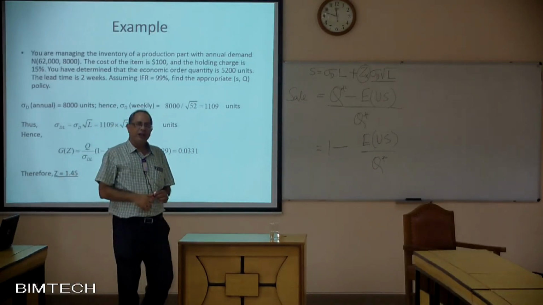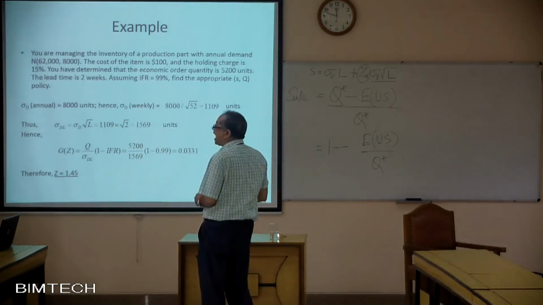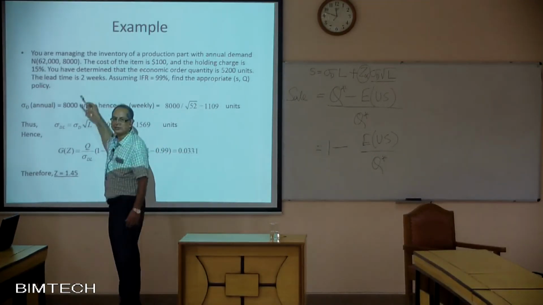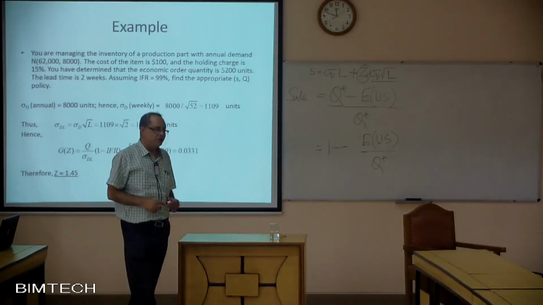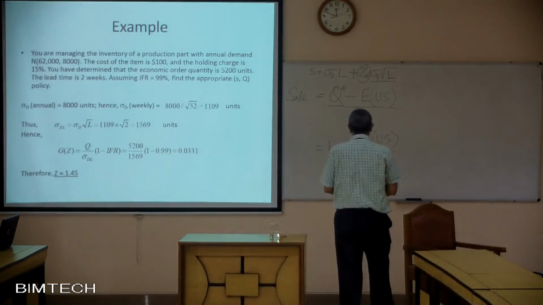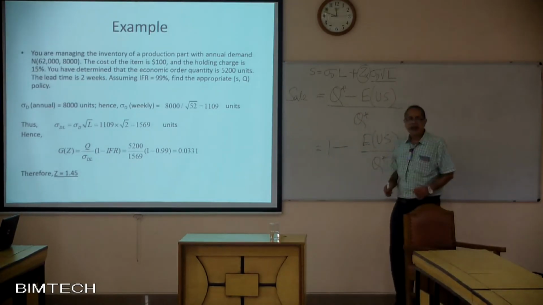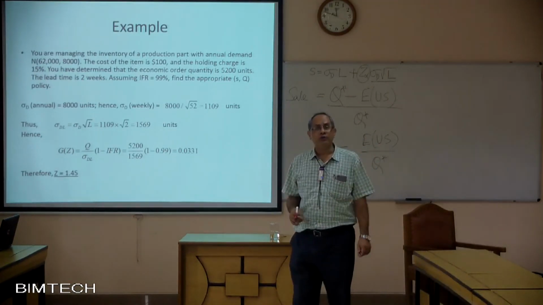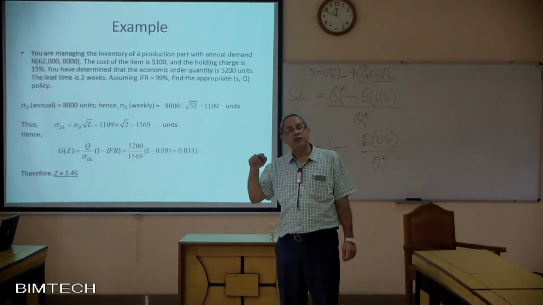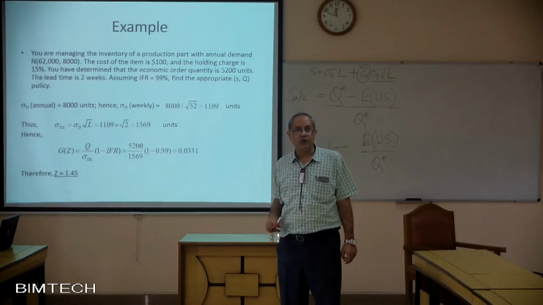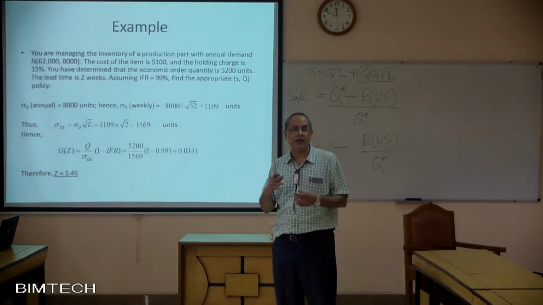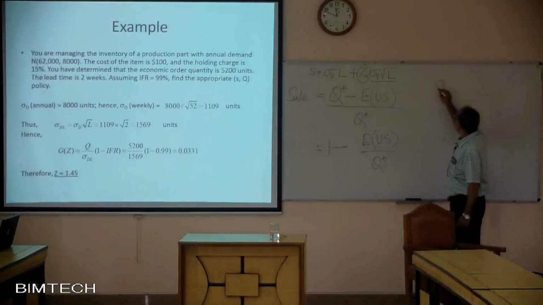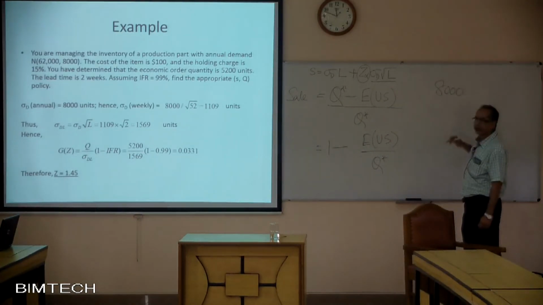But we have to be careful. This demand is the annual demand, whereas the lead time is 2 weeks. So when we say sigma D root L, we have to convert our demand into weekly demand and then multiply it with square root of 2, or we need to retain our annual demand but convert the lead time into annual. Okay, so we have to be consistent with the units. So what is our annual sigma D? Our annual sigma D is 8,000 units.